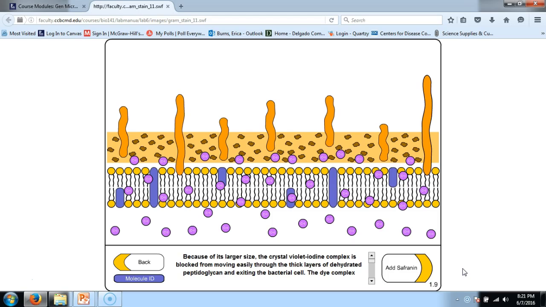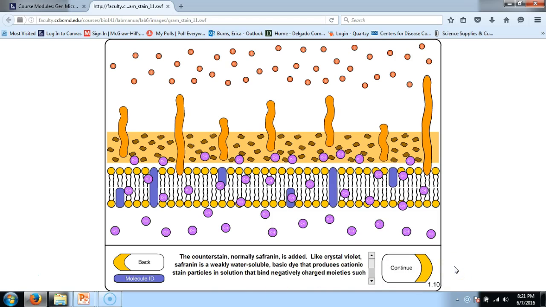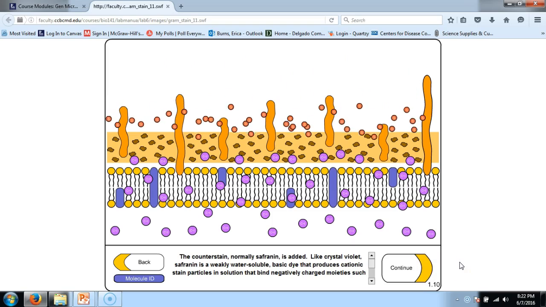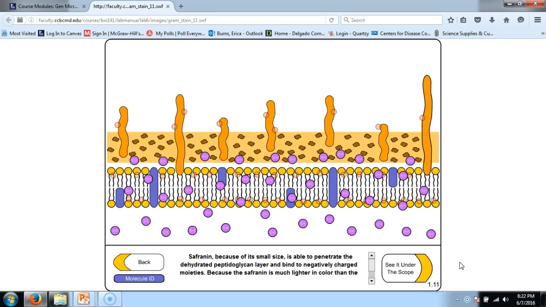So what's the last step? Safranin. Is that going to go in? Well, it's another positively charged dye, so he's attracted. He's going after that DNA. He's going to go right in. So why don't these cells look red instead of purple?